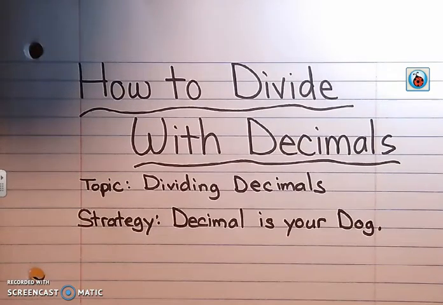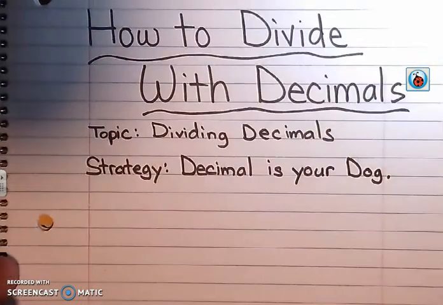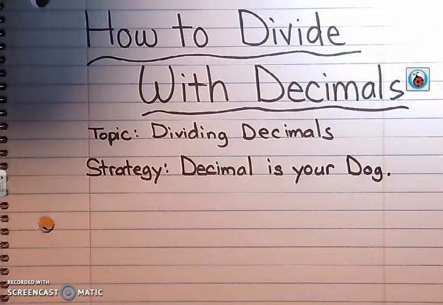And a lot of students have pets at home. You have dogs at home, so you'll really understand this example here in a minute. But right now, you're probably completely confused. So the decimal is your dog works like this.